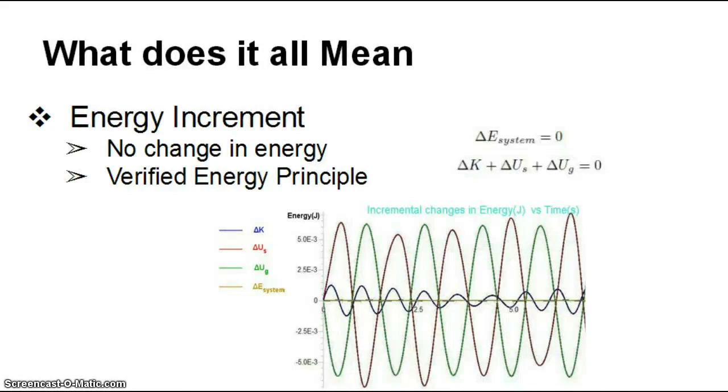The energy window shows the changes in both kinetic and internal energies. The spring and gravitational potential energies fluctuate between positive and negative values. It can be seen that the total change in energy, the yellow line, is 0, verifying the energy principle.